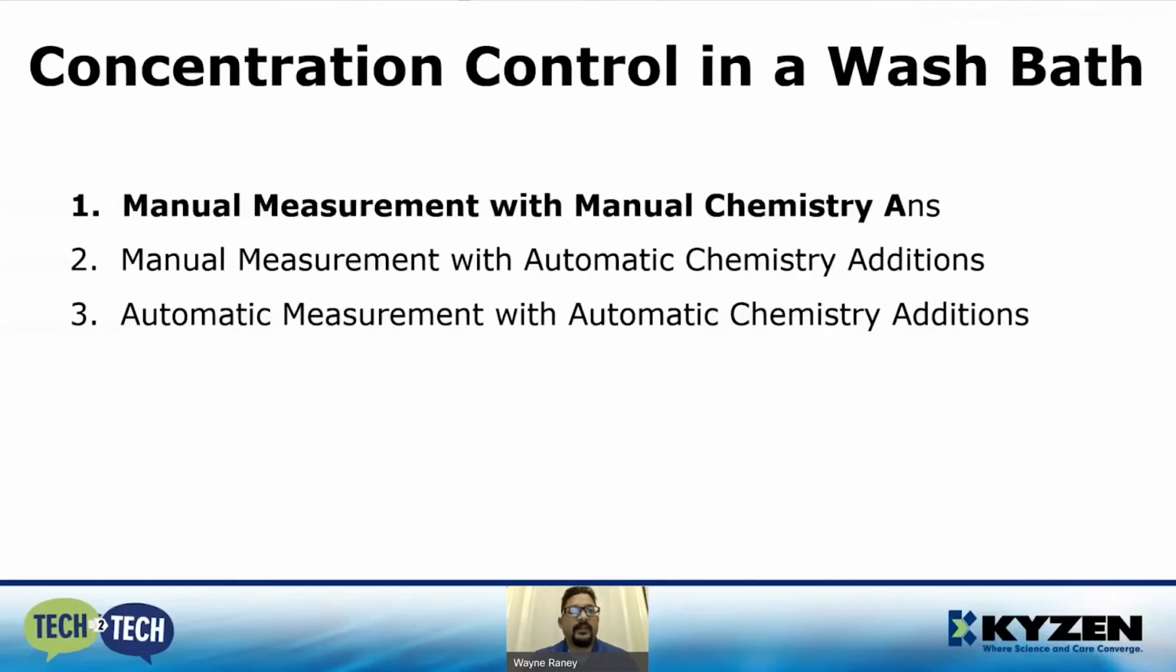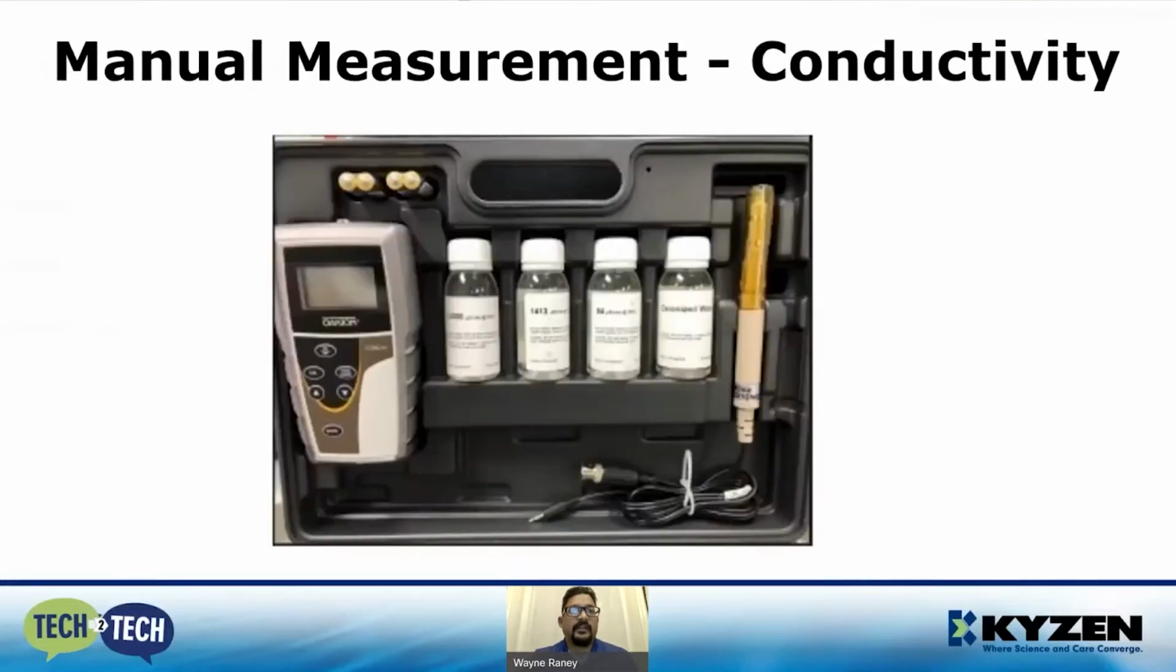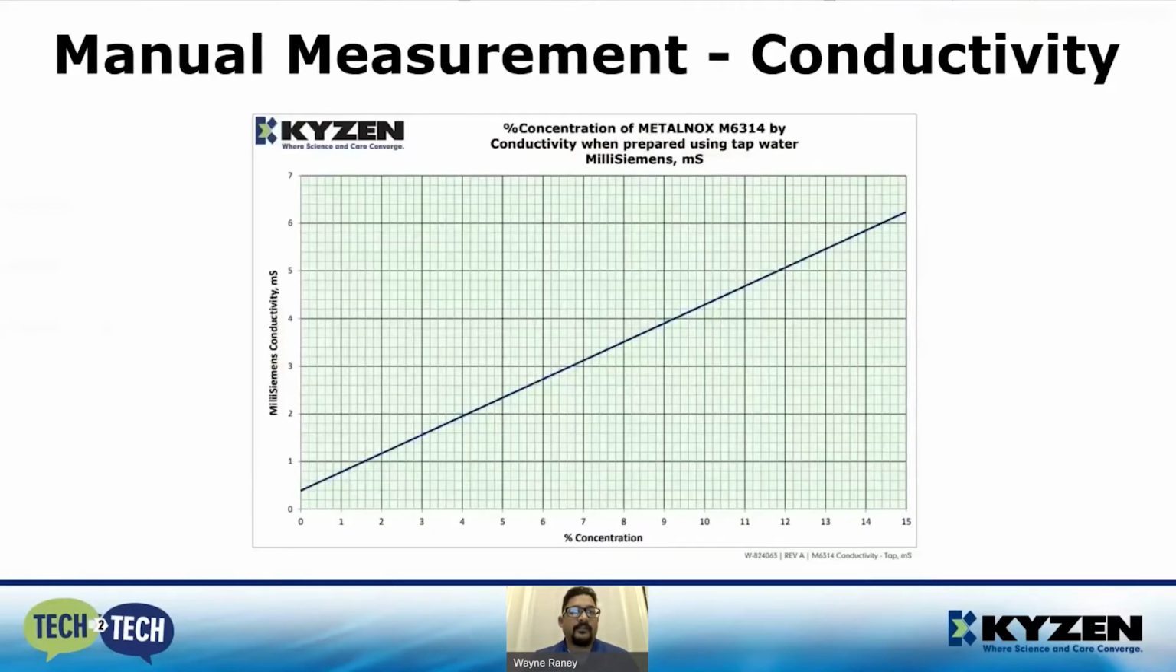So let's talk about manual measurement with manual chemistry additions. The most common method of manual measurement is by use of a conductivity meter. We offer it in kits. Here's the kit with the calibration solutions. To use this kit, it's as simple as taking a sample of your wash bath, inserting a probe, and reading the conductivity, which is displayed in the units of Siemens. Once you get the conductivity reading, you'll locate this on the y-axis, follow it over to the line, and see what the concentration reads on the x-axis.